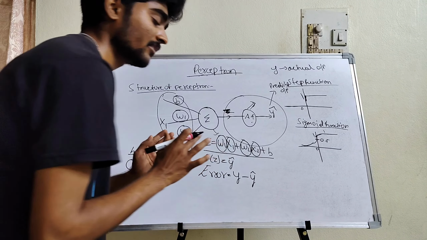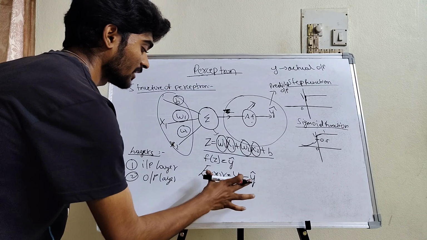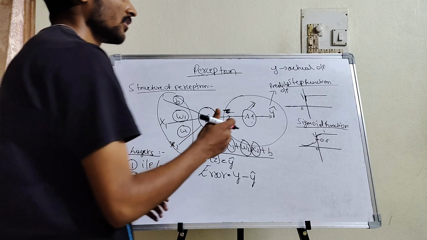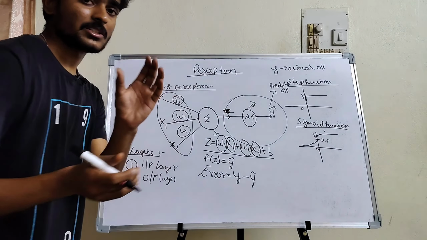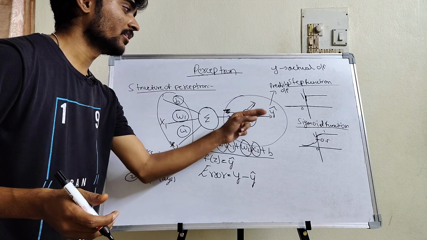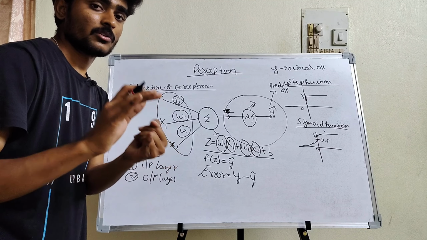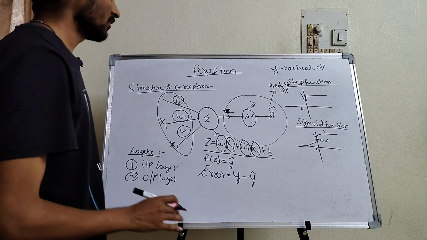Okay, after calculating this error, you will see a difference between your actual output and predicted output. Now your aim is to reduce this difference. So how can you reduce this difference?